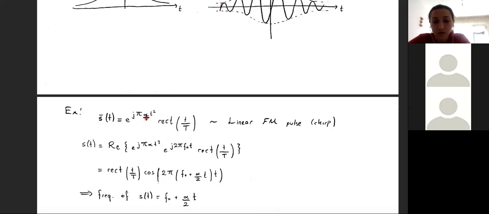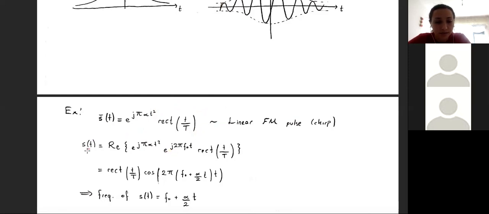And normally the chirp signal has infinite extent, but practically that's not possible. It will always have a finite extent. So to mathematically model the finite extent of the radar signal, we also multiply this with a rectangle signal of width T, capital T. And this is called a linear FM pulse.